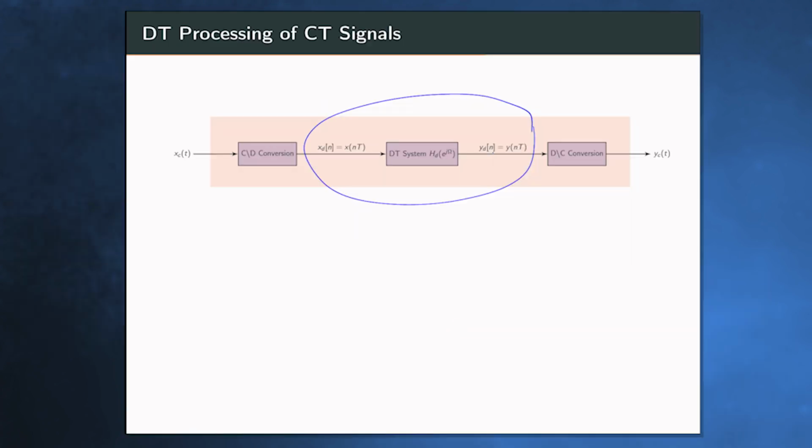From the previous lectures, you know that Y of e to the j omega is going to be equal to X of e to the j omega multiplied by H of e to the j omega. This is an LTI system. It's a discrete time LTI system. So this is a relationship between input and output in the frequency domain. I have a subscript d in here to differentiate it from a continuous time signal.